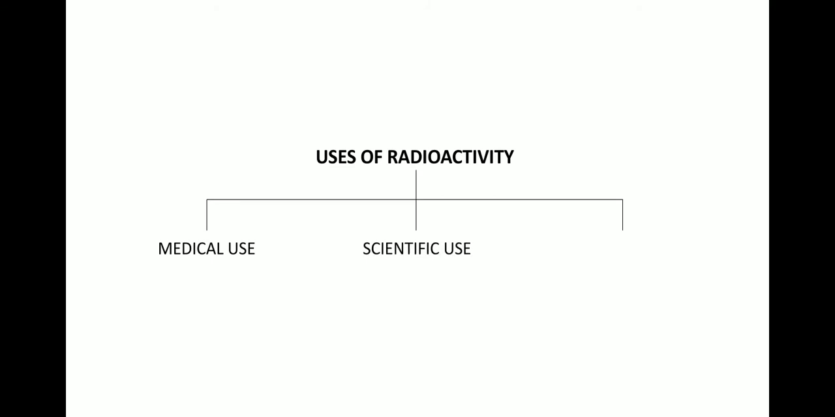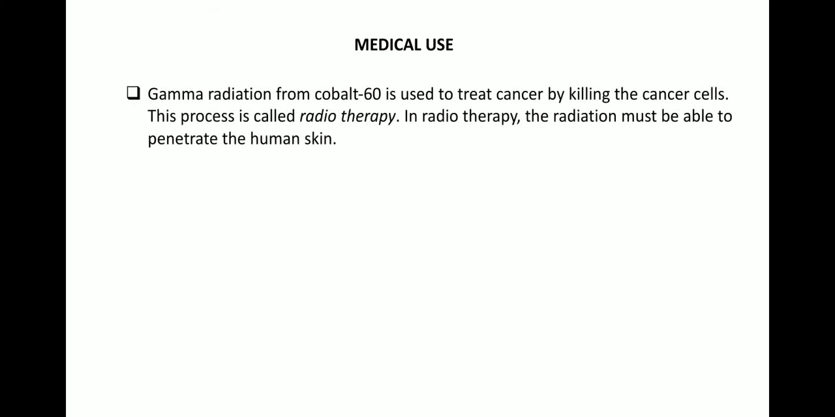Uses of radioactivity. There are three major uses of radioactivity. The first one is the medical use, the second the scientific use, and thirdly, the industrial use. Let's discuss the medical use first. Gamma radiation from cobalt-60 is used to treat cancer by killing the cancer cells. This process is called radiotherapy.